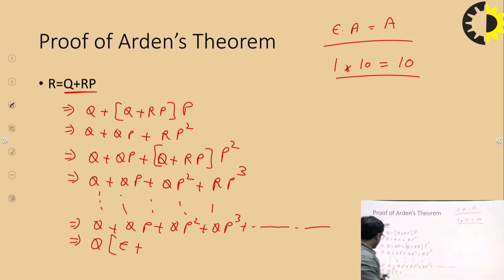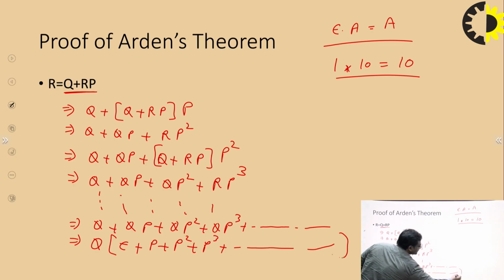So when I take Q common, epsilon is here, and then P, P square, P cube and so on. What is this? This is all the combinations coming from P star. P star has the combinations of null, a single P, double P, triple P, four P, so all the combinations that can be made using P star. And plus, as you already know, is used for either this, or this, or this.